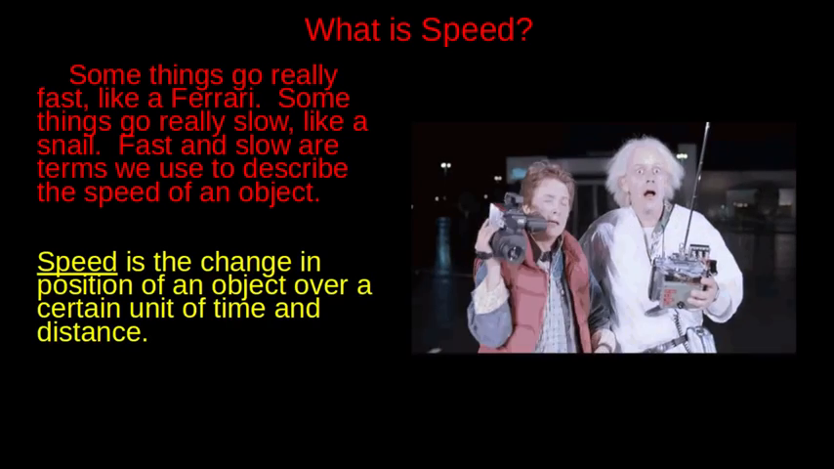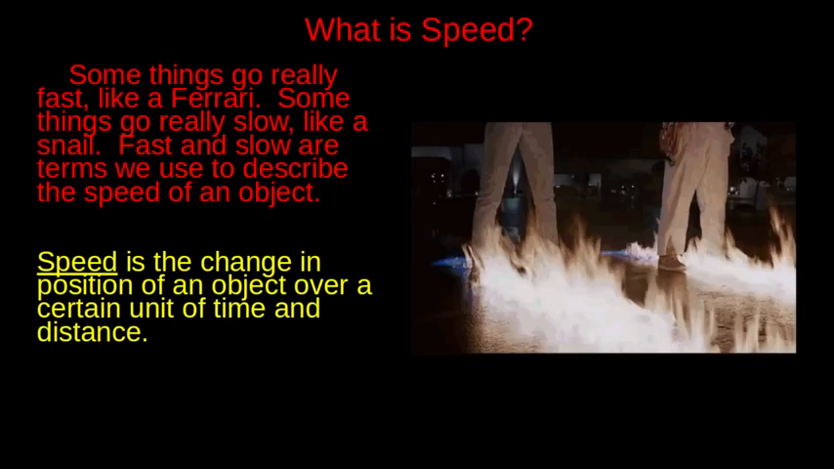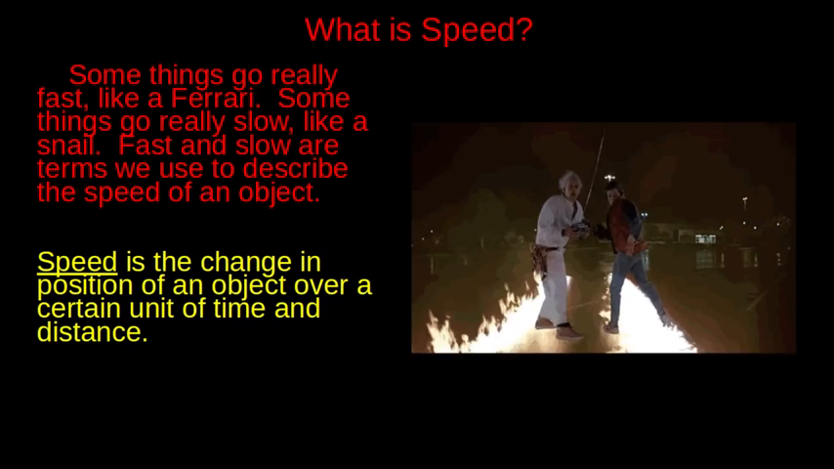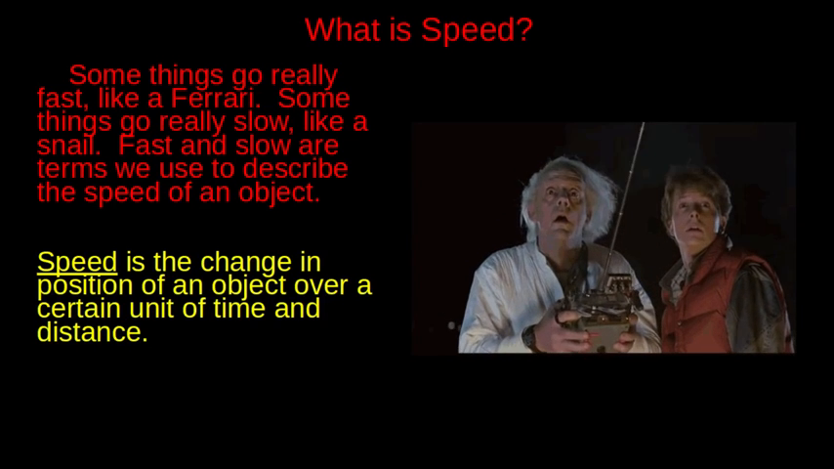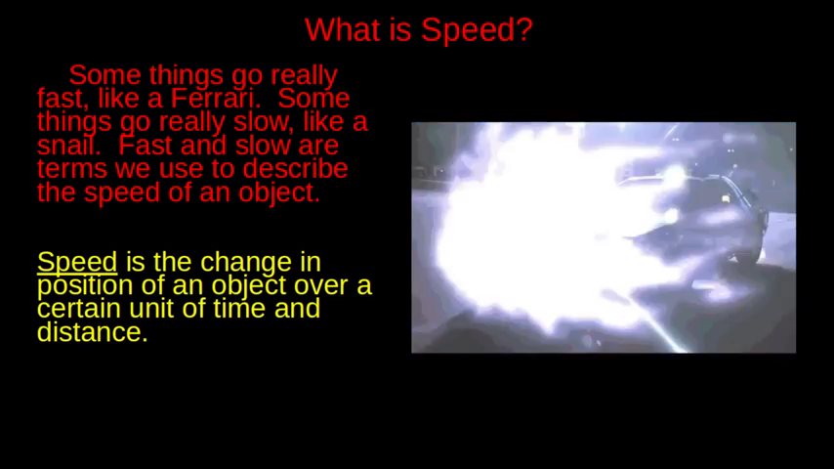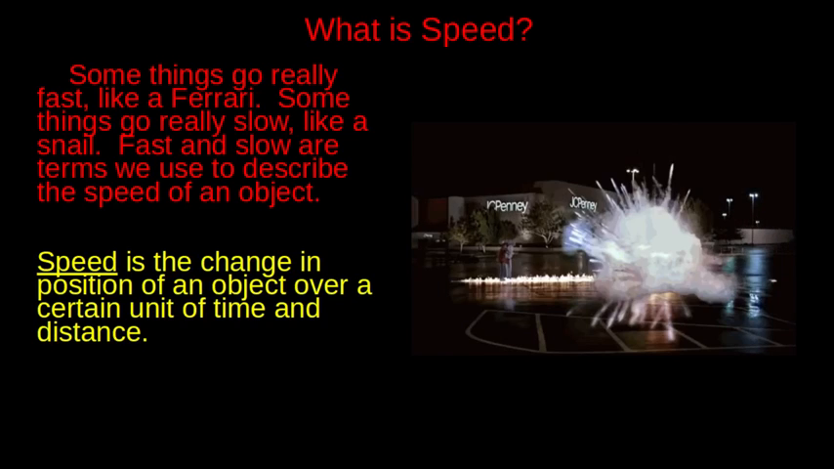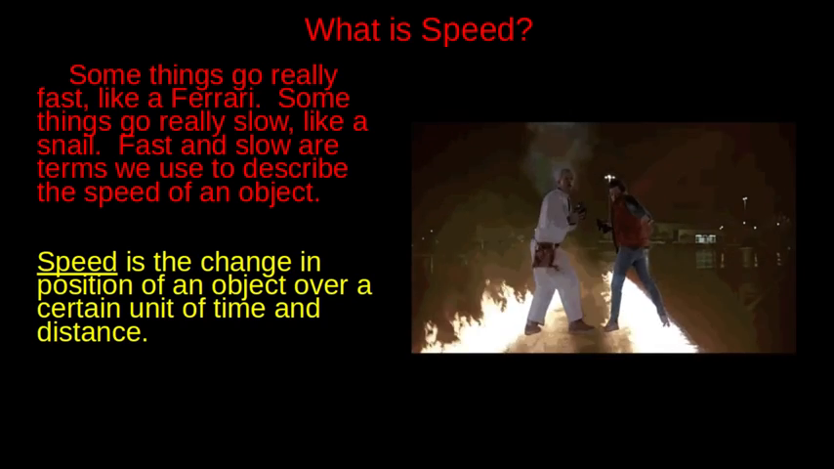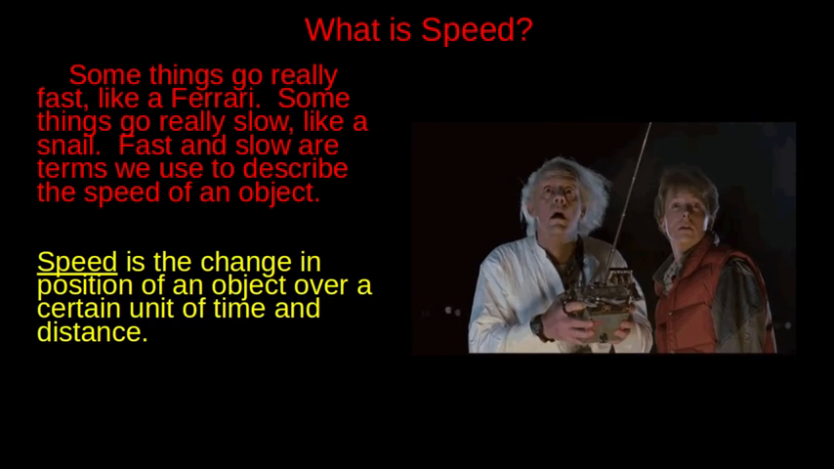So, we define speed as the change in position of an object over a certain unit of time and distance. So time could be seconds, could be hours, could be whatever. Distance could be centimeters, could be inches, could be feet, could be miles. It all depends on what you're talking about.